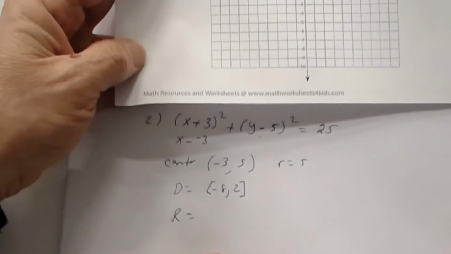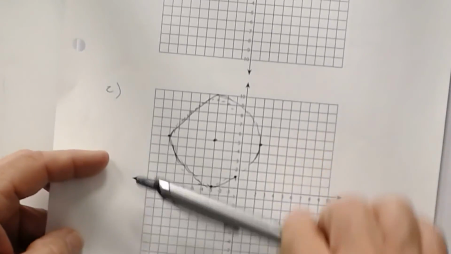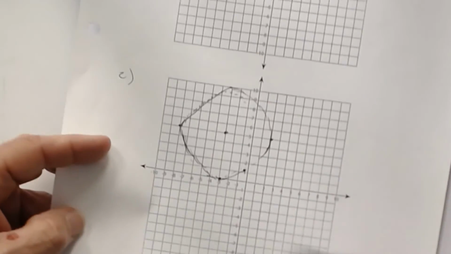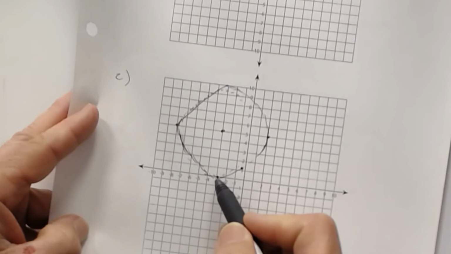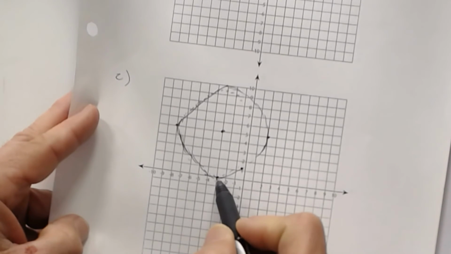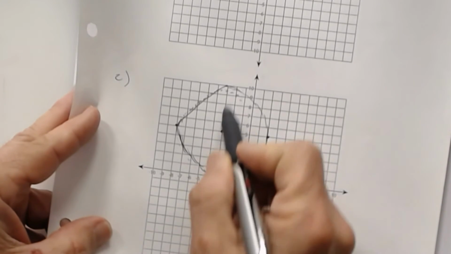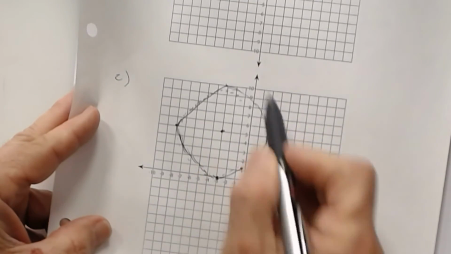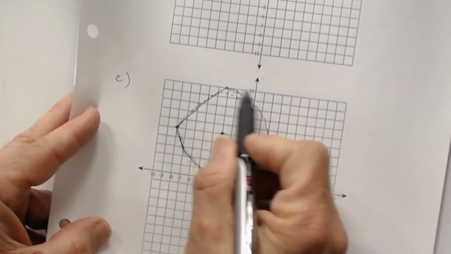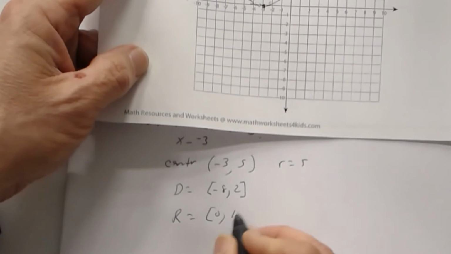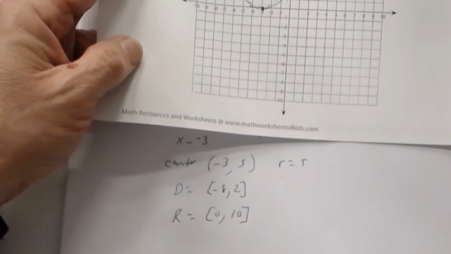Let's talk about the range. The range, R. So for the range, you go from bottom up. Remember, you always go from small to largest. This is my lowest point. What is that y coordinate? 0. Very good. What is this y coordinate? 10. So you see, this is 0. This is 10. Look at your y axis. 10, 0. So bracket 0 all the way to 10.